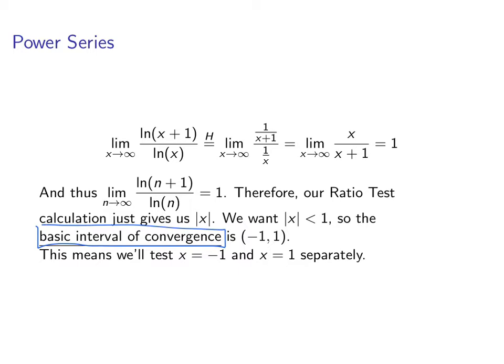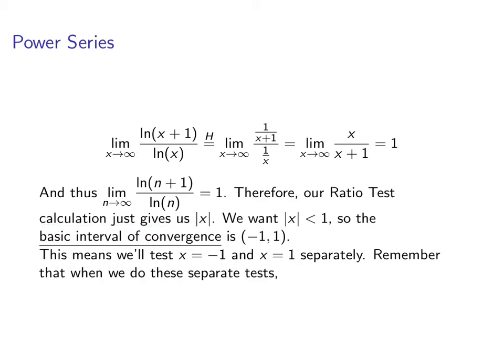You're unlikely to see the phrase basic interval of convergence in any book. This is a term that I've made up. You might see it, but it's not really a common phrase. So we're going to test x equals -1 and x equals 1 separately. Now remember, when we do these separate tests, it's pointless to use the ratio test. And as it turns out, it's also going to be pointless to use the root test. You should think of the ratio test and the root test as going hand in hand.